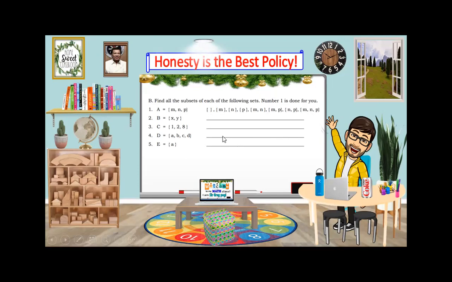Then A, tapos kasunod B, then C, then D, then dalawahan. AB, AC, AD. Very good. Then BC, tapos BD. Okay? Then CD. Okay? Then the last one, yung tatluhan. ABC, okay? ABD. And then BCD.